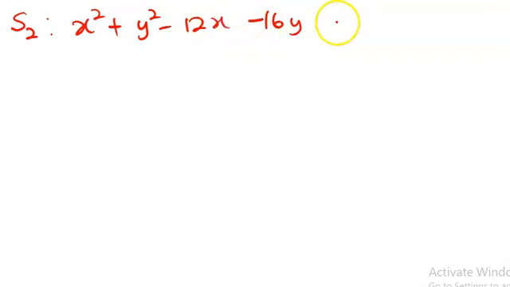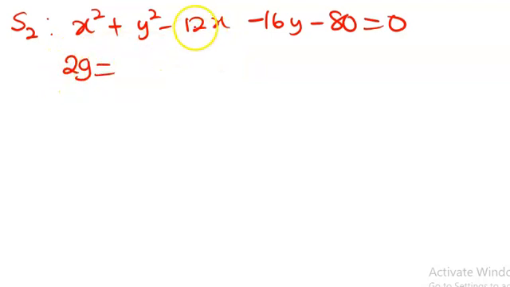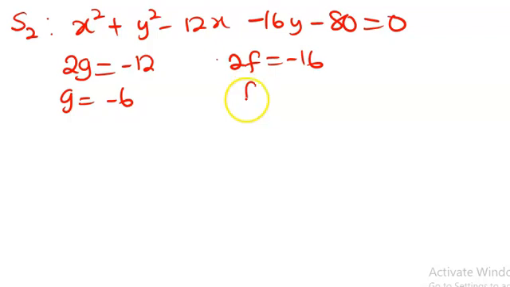Let's move to the second circle. The second circle is x squared plus y squared minus 12x minus 16y minus 80 is equal to 0. When we compare it with the general equation of a circle, we have 2g is equal to minus 12, so g is minus 6. Then you come to the y: 2f is equal to minus 16, so f is minus 8. And then the constant c is minus 80.